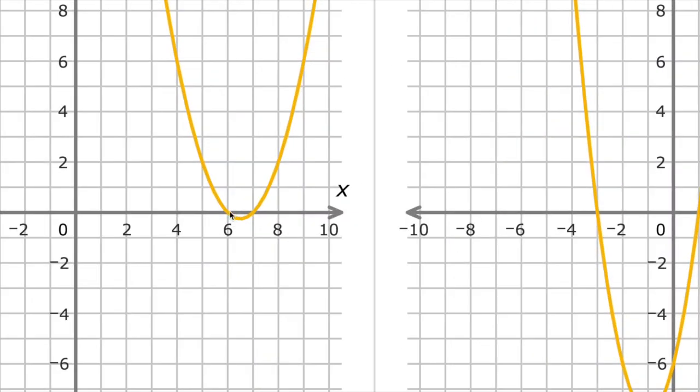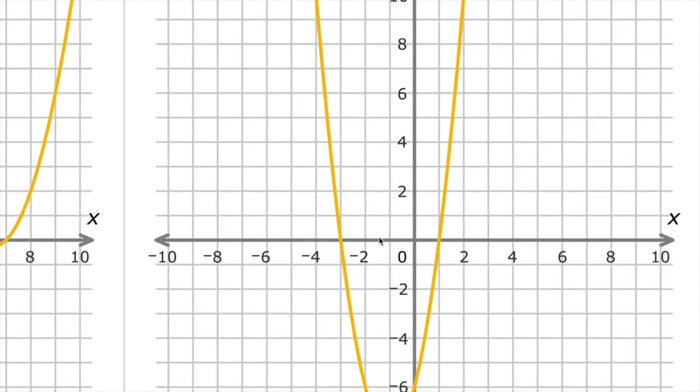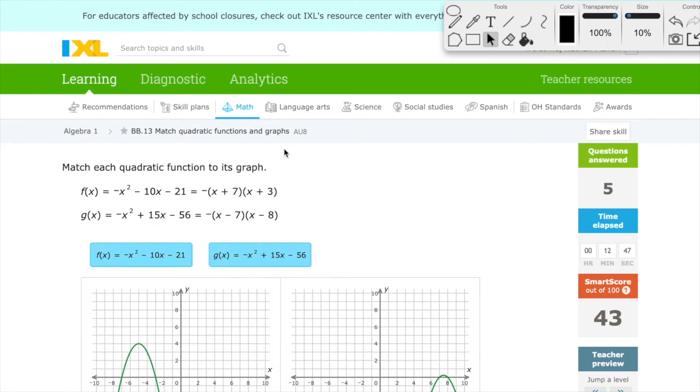If I zoom in, this is at 6, goes down, comes right back up at 7, so that works out there. This would be a -3 and a +1. If I flipped those, -3 and +1. So we kind of have backup methods just in case the leading coefficient or the constants don't give it away. Okay, we're still moving.